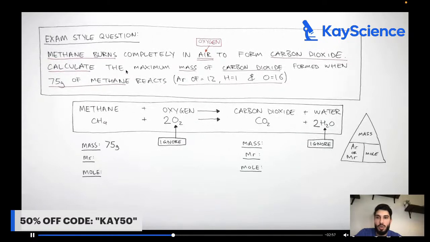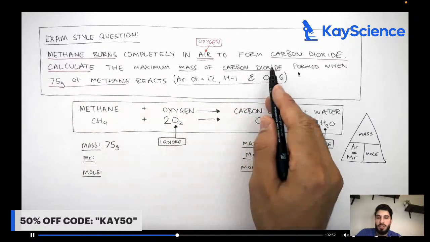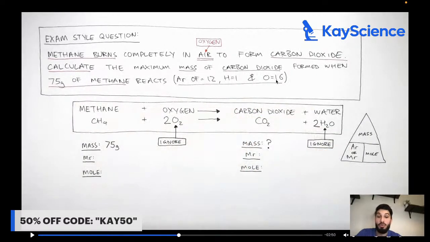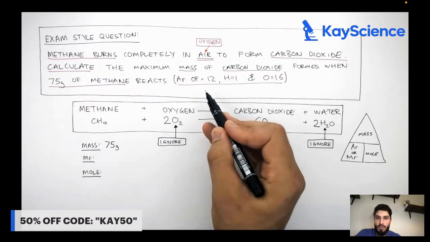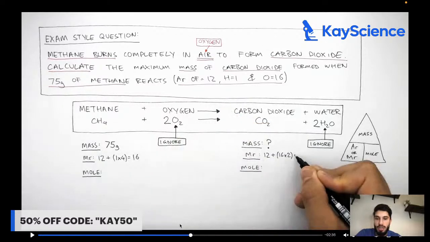And the question is asking us to calculate how much carbon dioxide is formed. That's the overall goal. It's the overall aim of this question. So we write a question mark here. So it just focuses our attention on what we're trying to calculate. So now from this, we can calculate the MR, the relative formula mass of methane, and the MR of carbon dioxide, okay? And we do this using the relative atomic masses. So let me just go back a step.